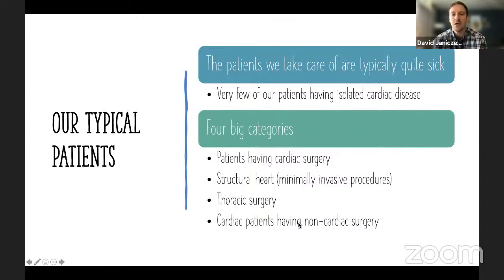From our perspective. And then one thing that we don't always think about, but is going to be more popular in the future, is cardiac patients having non-cardiac surgery. So maybe a patient has a really bad heart, or their valve's not working properly, but they're having non-cardiac surgery. Maybe they're having a colon resection, or their gallbladder out, or you name it. We may be able to assist in taking care of those patients, maybe a little bit better than just a general anesthesiologist, depending on how sick the patient is.